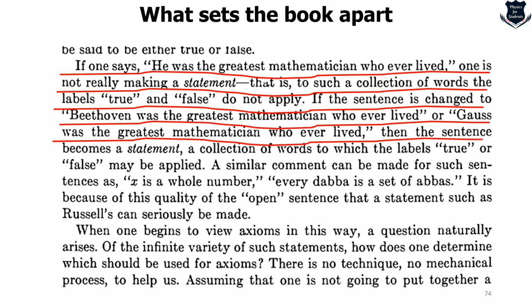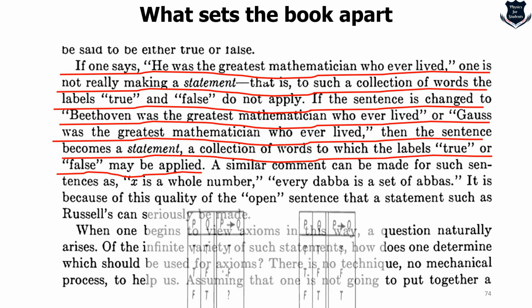Similarly, for example, such sentences as X is a whole number, or every dabba is a set of abbas. It is because of this quality of the open statement that such things as Russell's paradox can seriously be made. That means if you say he was one of the greatest mathematicians, etc., it becomes a statement. And if the sentence is changed to this one, the sentence either becomes true or false. So it goes very deep in making you understand about definitions and how this circularity, etc., should be applied.